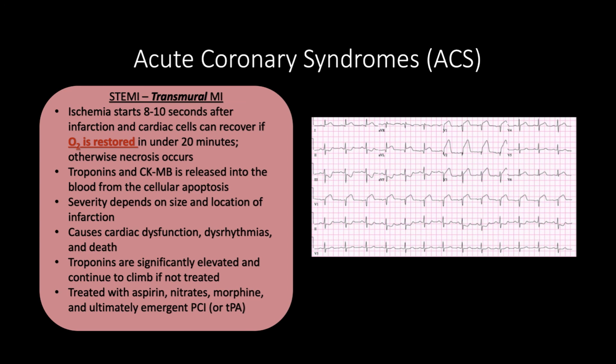And then we treat with aspirin, nitrates, morphine, and ultimately, again, with PCI. There are situations when you can't get somebody to a cath lab, and we actually give them TPA, which is the clot-busting drug that we give to people having an ischemic stroke, because it'll break down a clot in your heart, just like it does in your brain. But for the most part, we've got enough cath labs all over the place that we can get somebody to in enough time that TPA is not necessary.